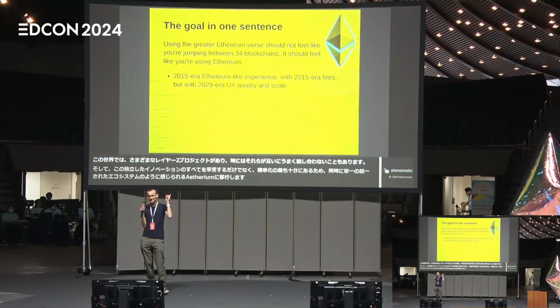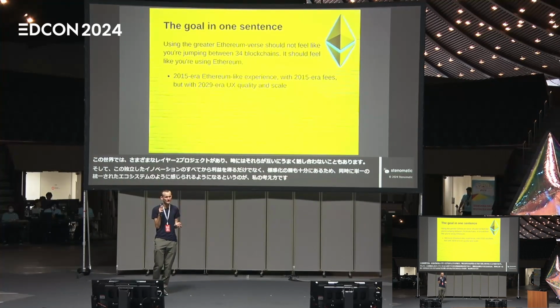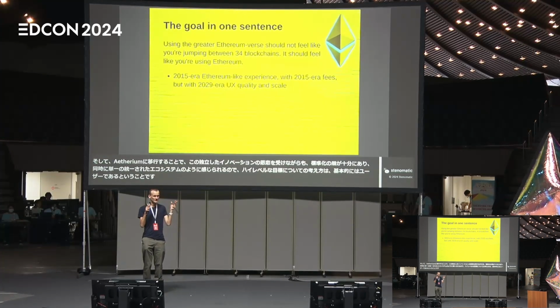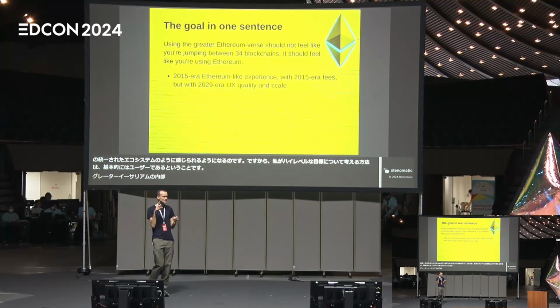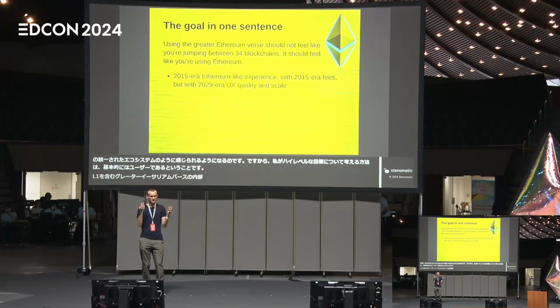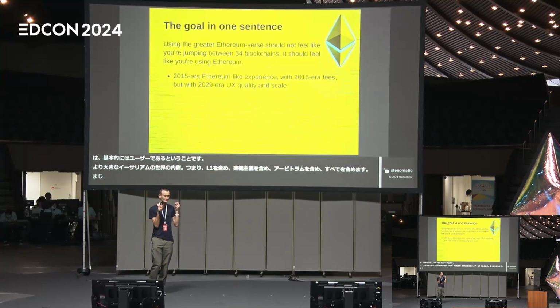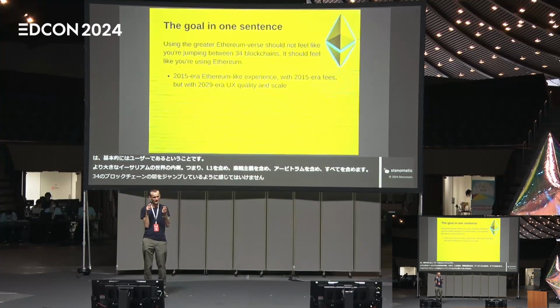So the way that I think about the high-level goal is basically that being a user inside of the greater Ethereum verse, so including L1, including Optimism, including Arbitrum, including everything, should not feel like you're jumping between 34 blockchains. It should feel like you're using Ethereum.